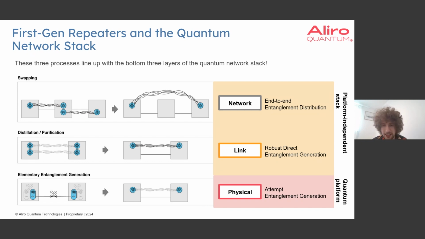These processes we just mentioned line up exactly with the bottom three layers of the quantum network stack. EEG is a physical layer protocol, entanglement purification is a link layer protocol, and entanglement swapping is a network layer protocol. We'll discuss each of these processes in more detail.